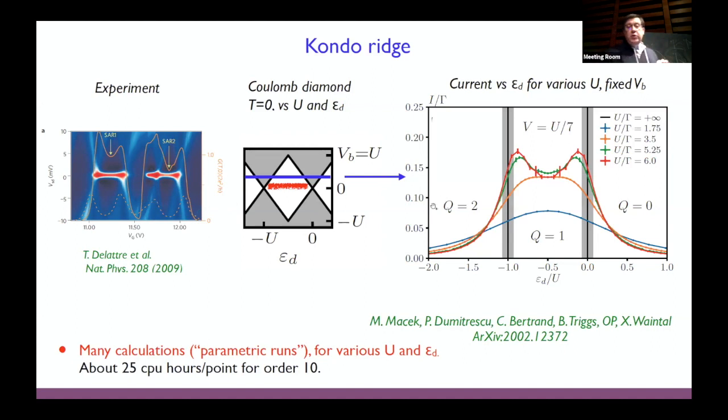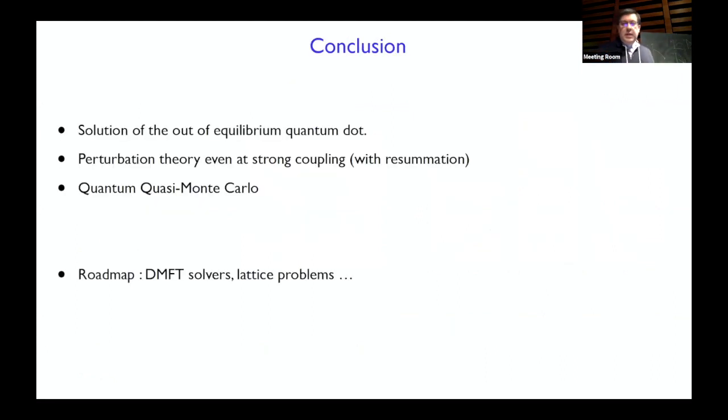And here we are able to do calculations sweeping in epsilon d at different values of U along these lines. So if you really want to see that and compare to experiments, it's great to have methods that are faster. For example, one point here in this graph is about 25 hours CPU time, while it was several thousand or 10,000 before. So for this problem, I would say that we have been successful.